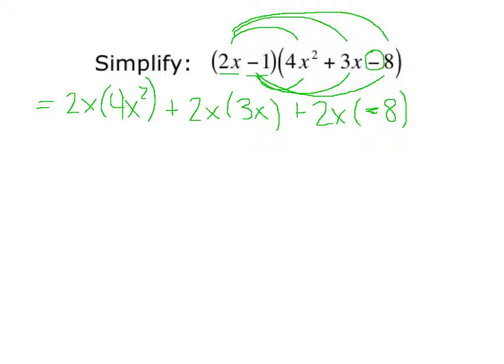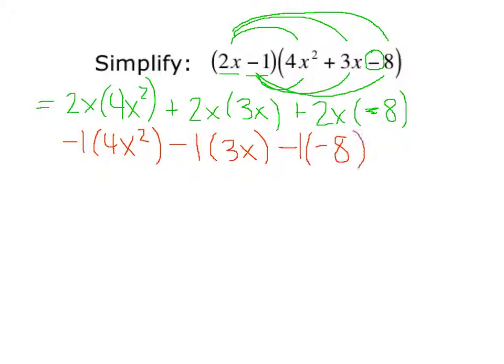And then we move on to the -1, and we're going to continue down on this next row. We have a -1 times a 4x squared, and then the -1 times a 3x, and the -1 times a -8. Now let's go through and simplify each of these terms that we now have.